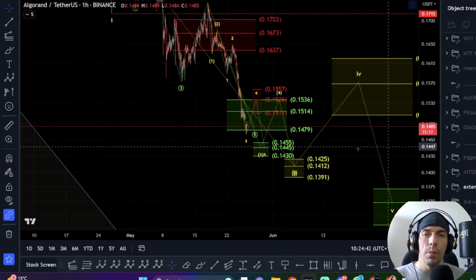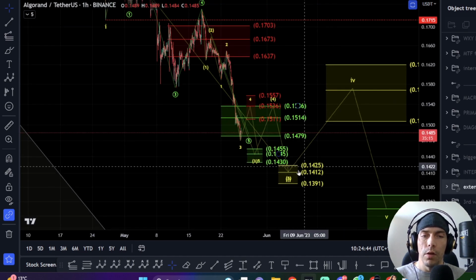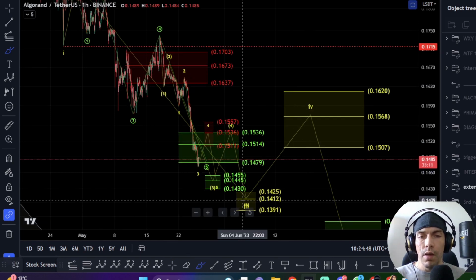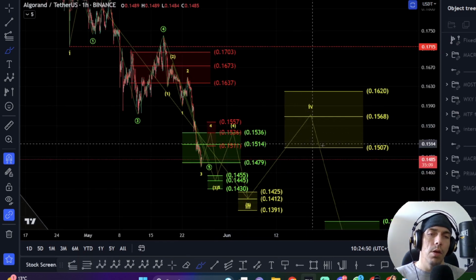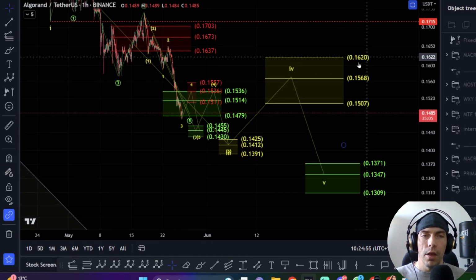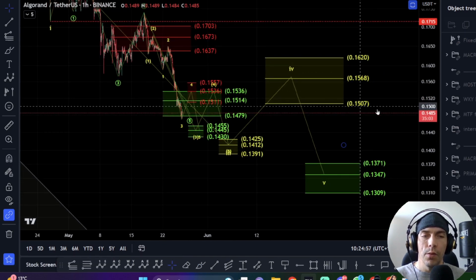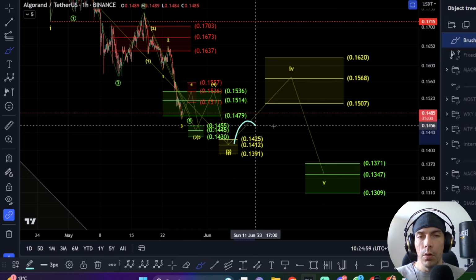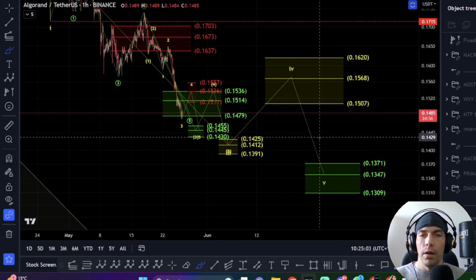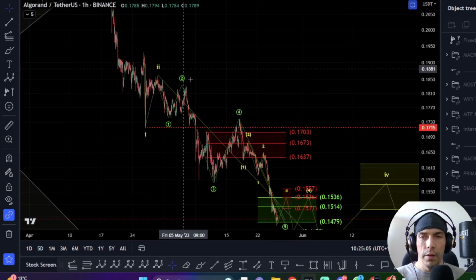So what we need to bear in mind here is that if we do get this move down towards this 1425 to this 1391, a 3-wave move to the upside would indicate that we are probably going to see continuation down again. Now, if we did get a rejection again between this 1620 to this 1507, I would be looking for continuation towards this 1371 to this 1309.